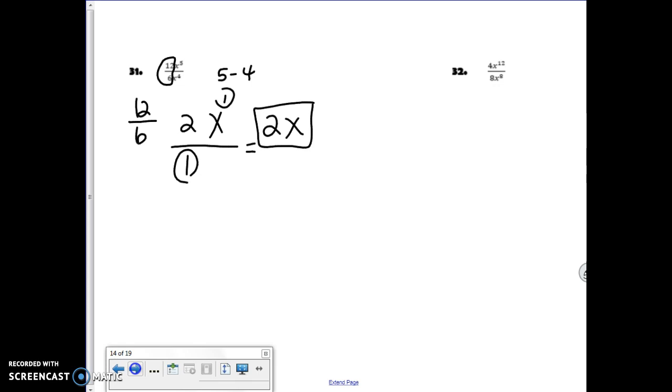You can go ahead and go back and rewatch it if you don't understand how we got to that point. All right, number 32, same thing. I have a 12 minus 8, which hopefully we are all able to figure out that that is x to the 4th power, positive 4th power.